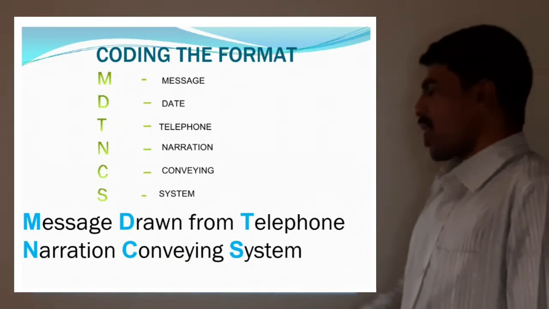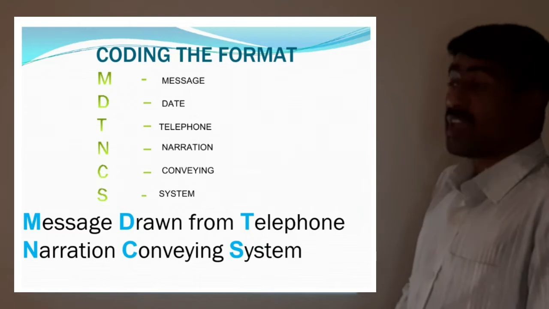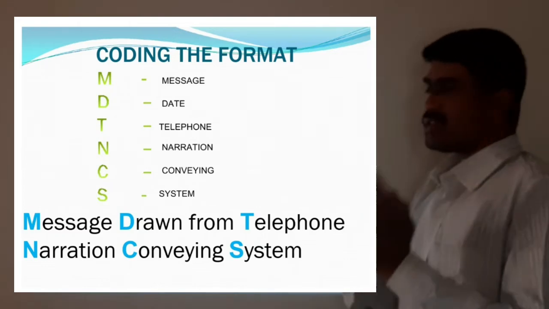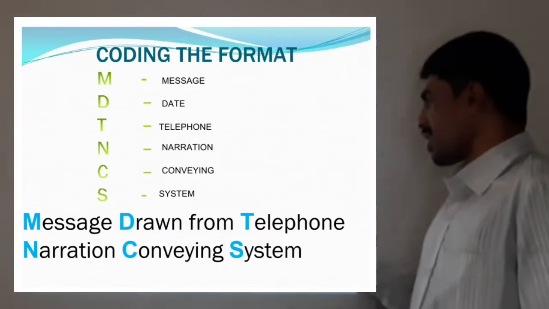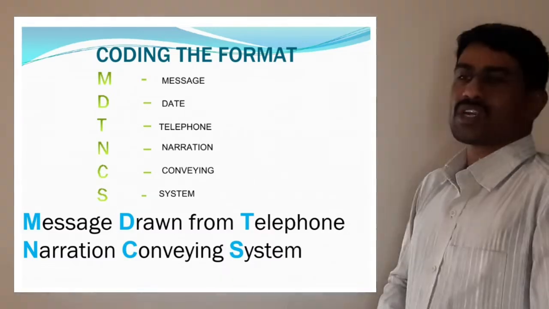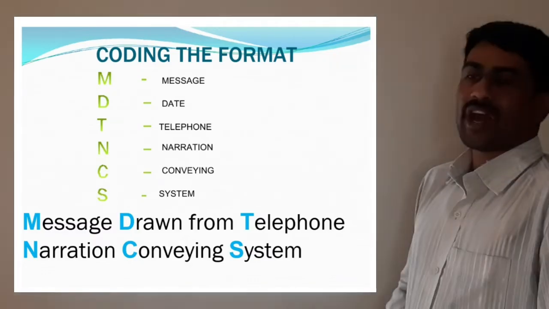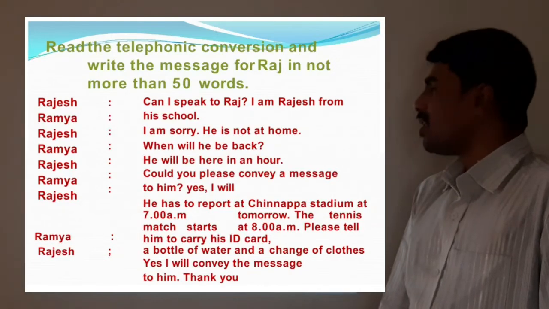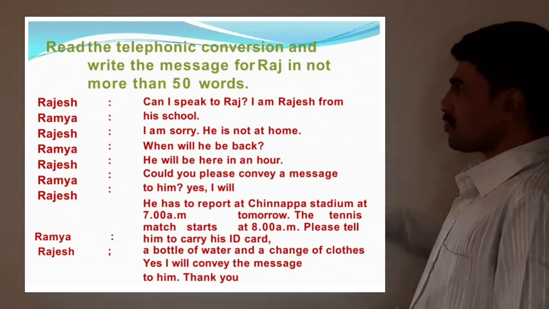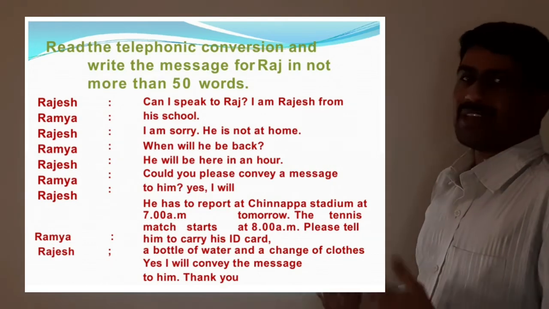How do we code? The message is drawn from the telephone narration conveying system. So the message is to be drawn from the conversation which has come over the phone or by meeting the other person, and how it conveys, what it conveys, is the coding of the format of message writing. See here, there is one particular telephonic conversation, and then how do they write?